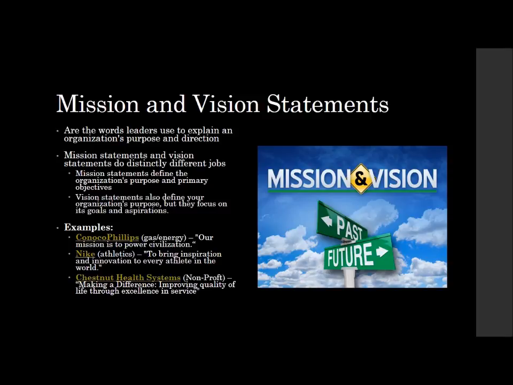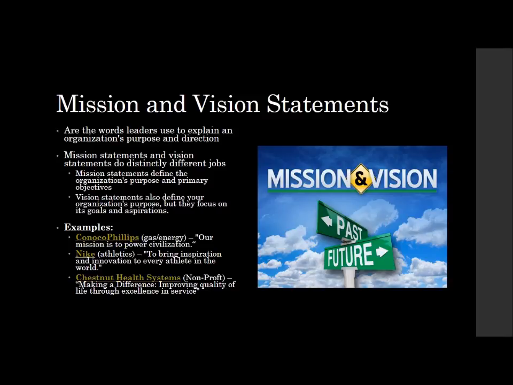Most organizations have both mission and vision statements, and they do distinctly different jobs. Mission statements define the organization's purpose and primary objectives. These statements are set in the present tense, and they explain why the organization exists as a business, both to members of the organization and to people outside of it. Mission statements tend to be short, clear, and powerful.